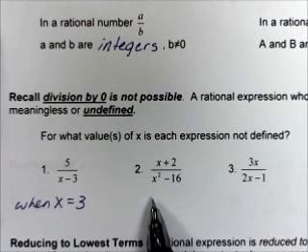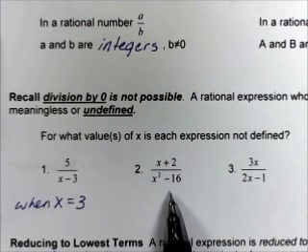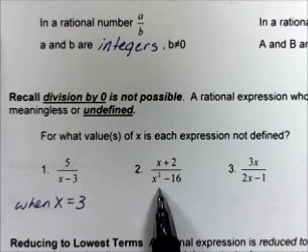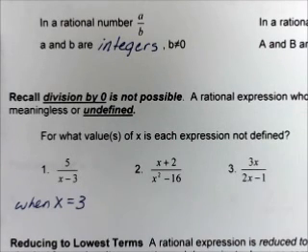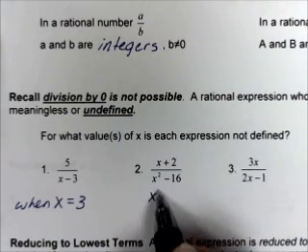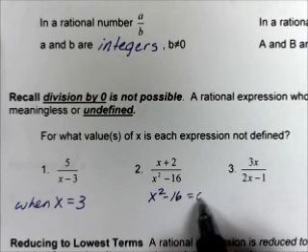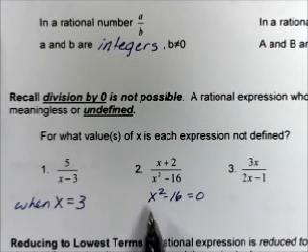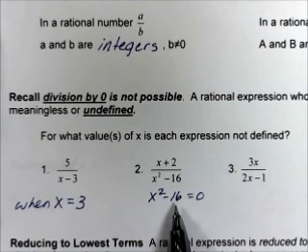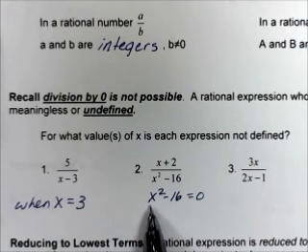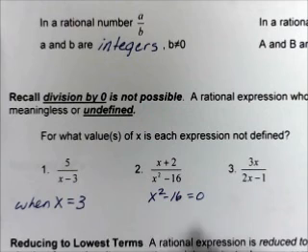Number 2: x plus 2 divided by x squared minus 16. Focus on the denominator. For what values of x would this be undefined? Well, when is x squared minus 16 equal to 0? You can recognize this as being the difference of two perfect squares. We know that 16 subtract 16 would result in 0. So we can say 4 squared, but there's also negative 4 squared would result in 16.